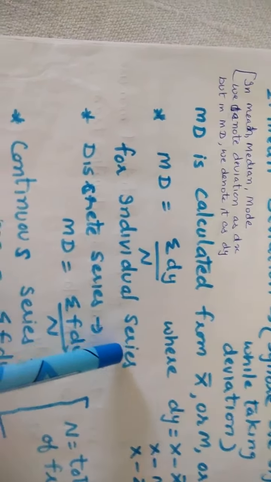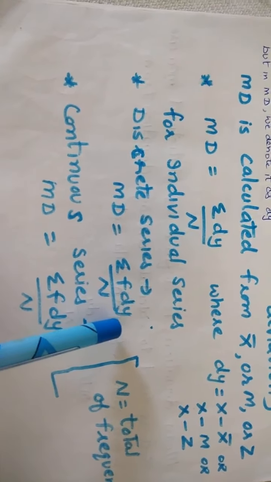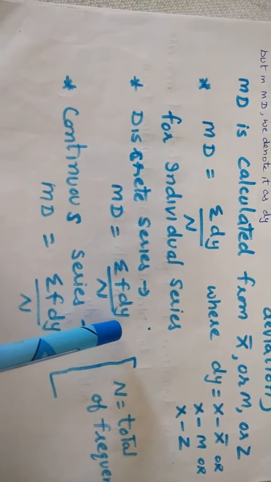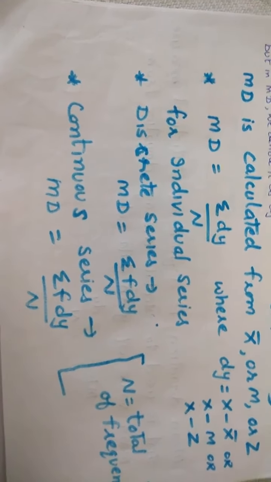In discrete series, when frequency is also given, then MD is equal to summation f dy divided by n. Take deviation from mean, median or mode, then multiply with frequency, then take the sum of f dy and divide by n. Here n is the total of frequency. In continuous series, the formula is the same as for discrete series. MD is equal to summation f dy divided by n. But in continuous series, we take the mid value from class intervals.